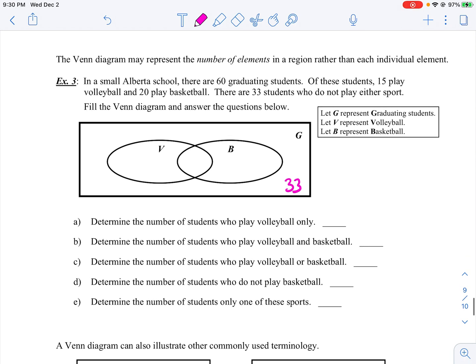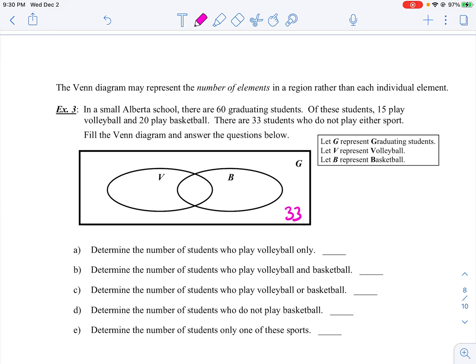And we can say that right now, number of students who don't play. Do we have that question? Number of students who play volleyball and basketball, number of students who played volleyball or basketball, number of students who did not play basketball. No, we don't have that one yet. So we can't answer any of those yet. But we can find out how many students are going to be playing basketball and volleyball.